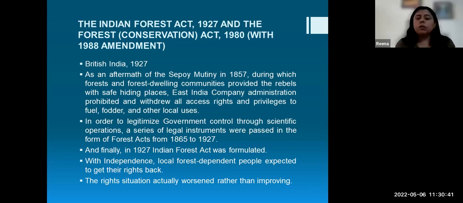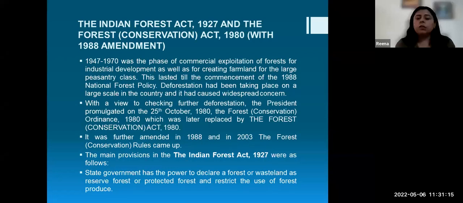But giving back those rights to local communities further worsened the situation rather than improving it, because local communities are dependent on forest resources. So the government, though it gave back those rights, caused further degradation. There was a phase of commercial exploitation from 1970, and it lasted till the commencement of the 1988 National Forest Policy.